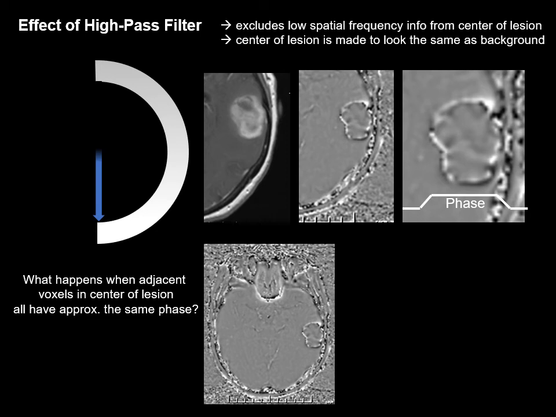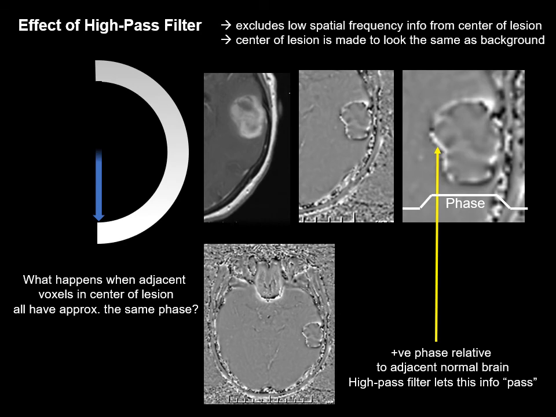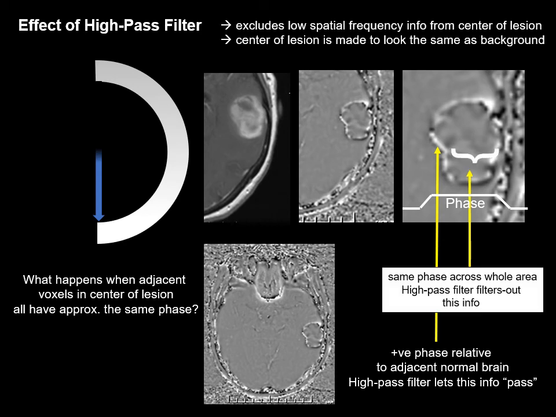So there's no variation in the image, and the high pass filter kicks in and only lets the high frequency information through. It removes the low frequency information from the center, and we end up with the center of the lesion looking a lot like the background because the background's been filtered out due to the high pass filter. So we have positive phase change relative to normal brain at the edge of the lesion. The high pass filter lets high frequency information pass, but we have approximately the same phase across the whole central part of the lesion. The high pass filter filters this information out, and the center of the lesion looks like the background.